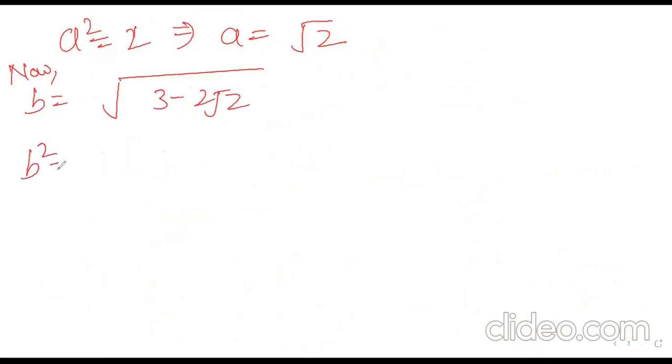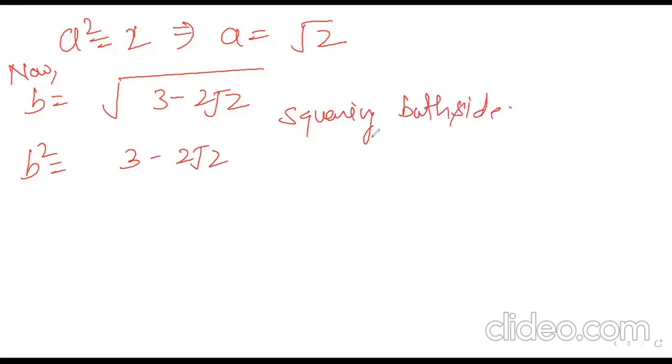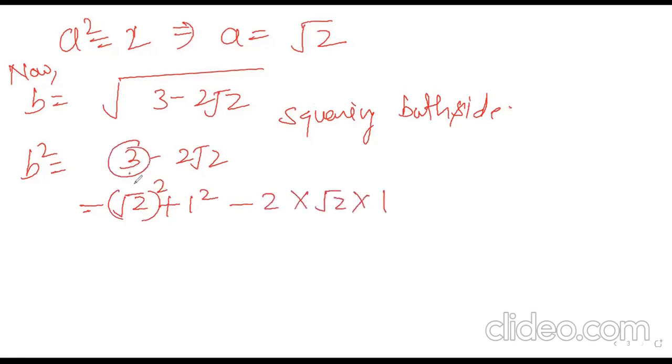Making square on both sides. So you will get 3 minus 2 root 2, squaring both sides. Okay. So now b square gives you, this is, square root gets cancelled out. So this is now root 2 plus 1 square. 3 can be written as this way, and minus 2 into a into b. Means 3 can be written as in this way.